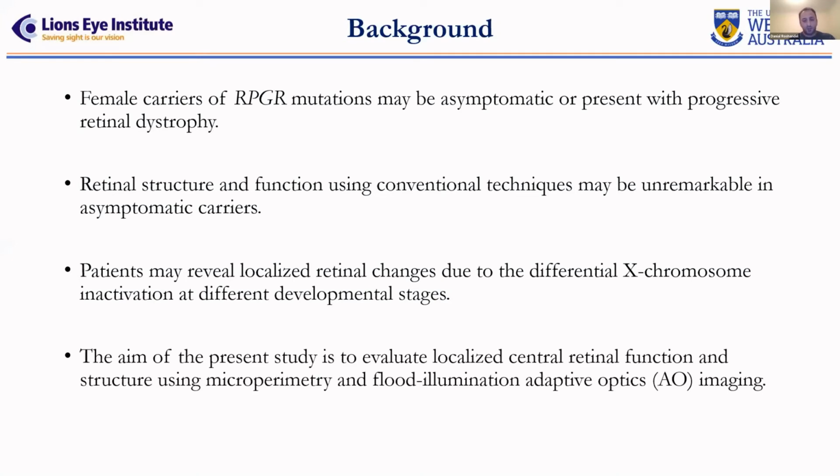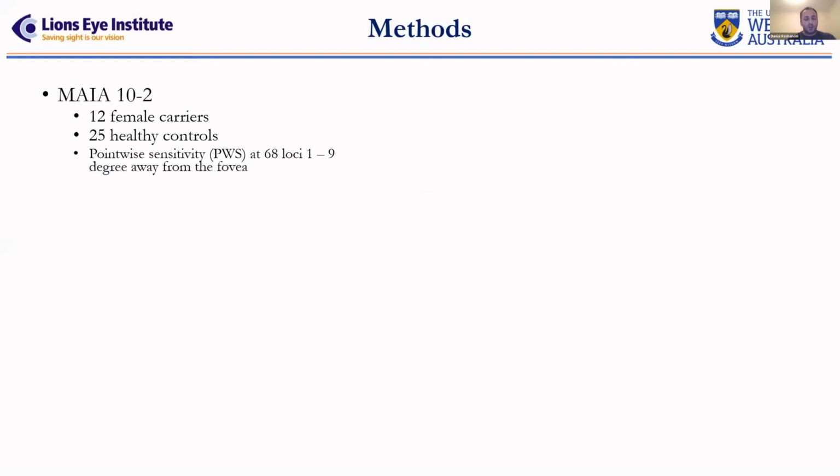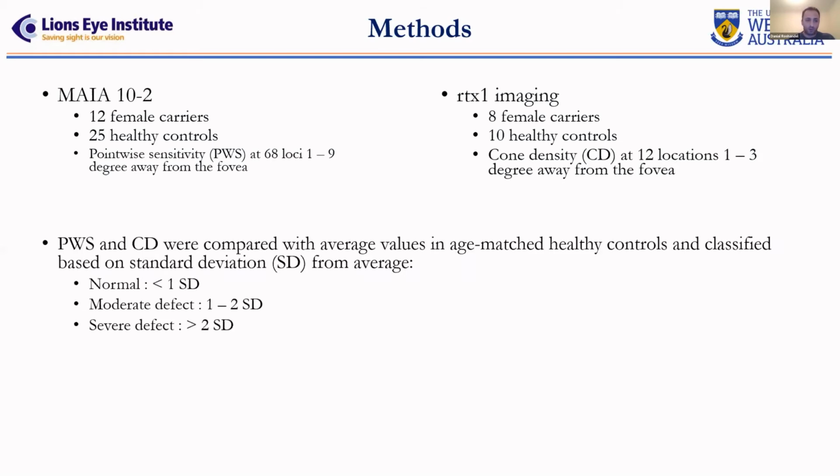So in this study, we aim to show the localized changes in cone density and retinal sensitivity using microperimetry and flood illumination adaptive optics imaging. So we used the Maia microperimeter with a 10-2 strategy. We performed Maia in 12 female carriers and 25 healthy controls, and measured pointwise sensitivity at 68 locations, which were 1 to 9 degrees away from the fovea. And we also performed rtx1 imaging in 8 female carriers and 10 healthy controls. And we measured cone density using the AO-Detect software at 12 locations, 1 to 3 degrees away from the fovea.